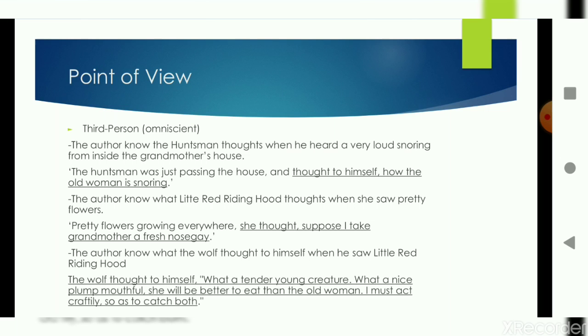The author knows what the wolf thought to himself when he saw Little Red Riding Hood. From the story, we have the wolf thought to himself, what a tender young creature, what a nice plump mouthful. She will be better to eat than the old woman. I must act craftily so as to catch both.